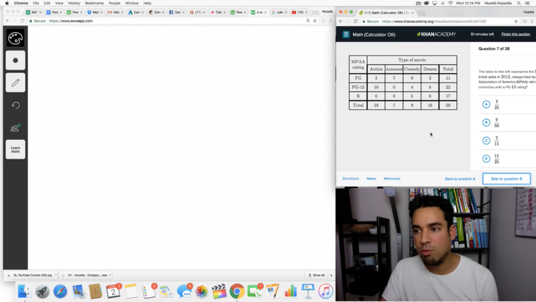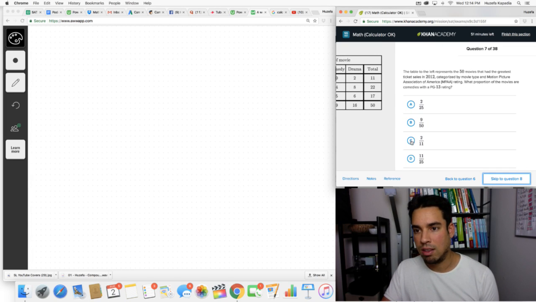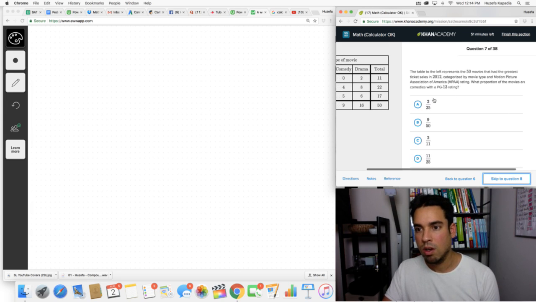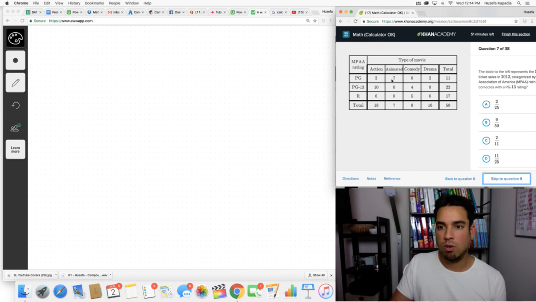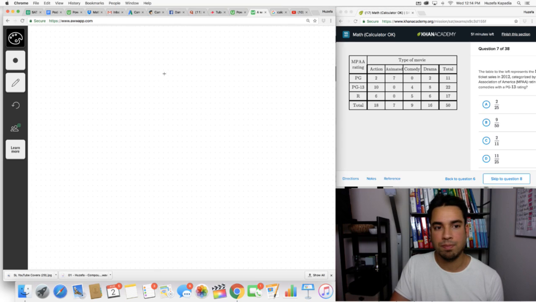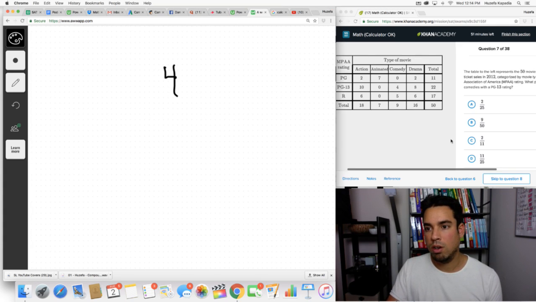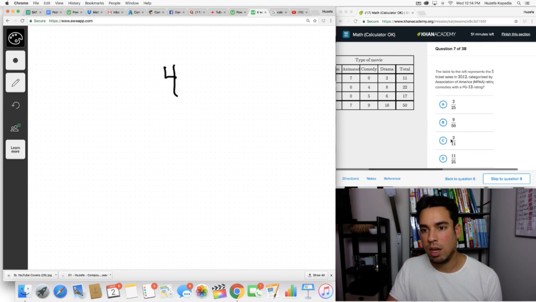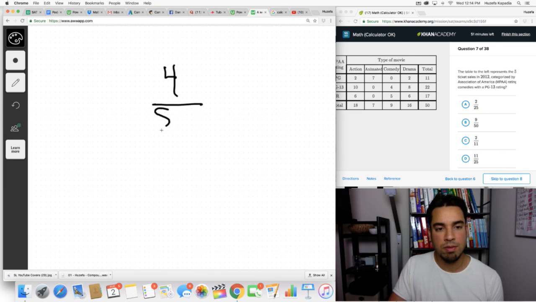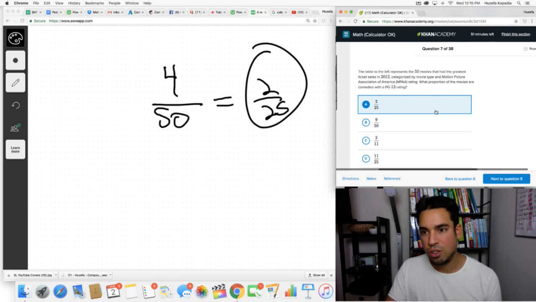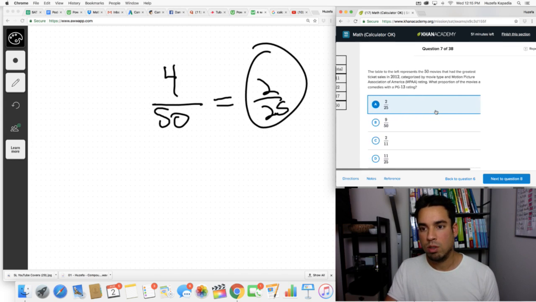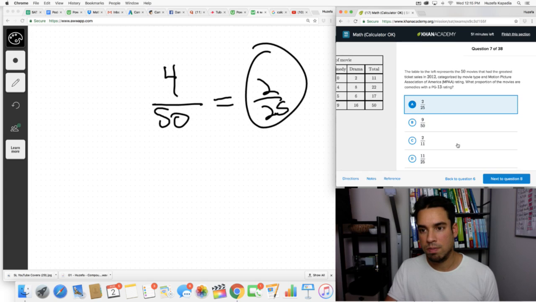The table to the left represents the 50 movies that had the greatest ticket sales in 2012, categorized by movie type and motion picture rating. What proportion of the movies are comedies with the PG-13 rating? So comedies with PG-13 rating are 4. And we want to know what proportion, so it's 4 out of a total of 50, right? Which reduces to 2 out of 25. And that would be this choice. We can double check this. I'm pretty sure I read everything correctly. It's very straightforward. I think that's good.